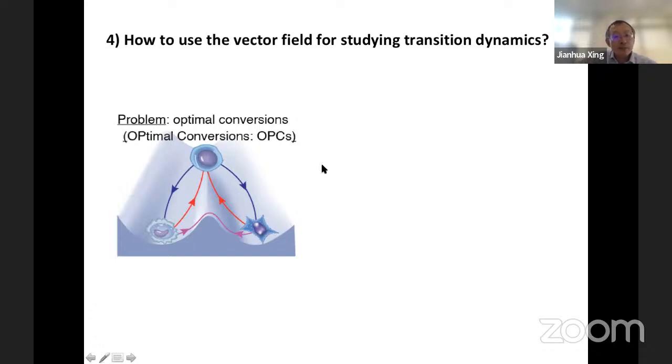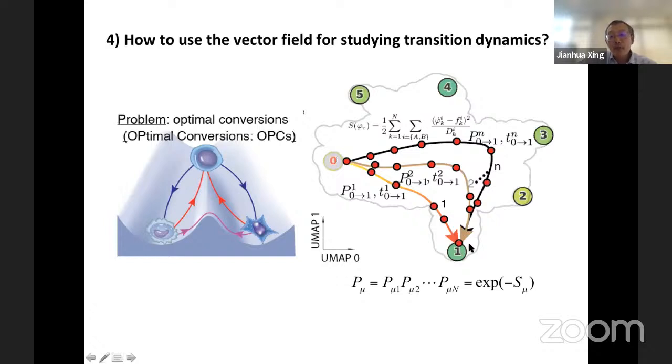So from one phenotype to another phenotype, there are many possible ways to go from one state to another. Just like you have two cities, you can drive from one city to the other. You can take a highway, or you can take many local ways. Clearly, the highway is more efficient, right? So that's most likely what the cell will take. So what we want to do is, you give me two states, I want to find out what's the most likely path it will take, so then we can try to manipulate.